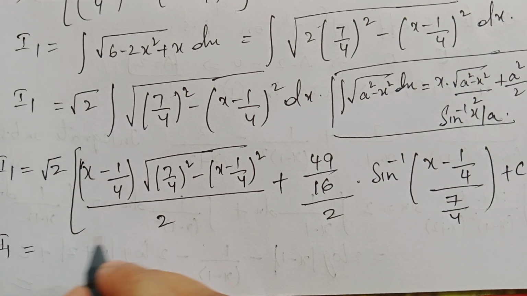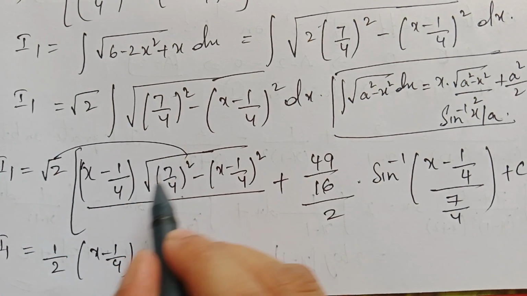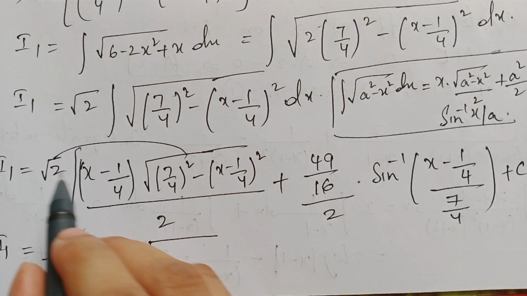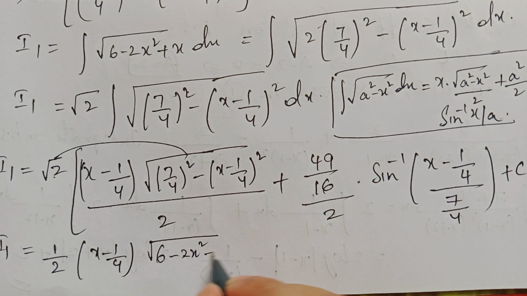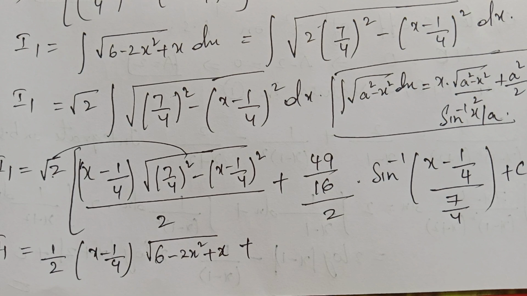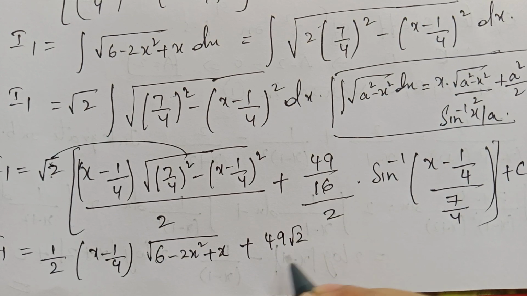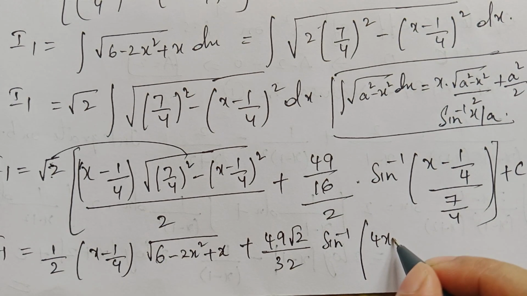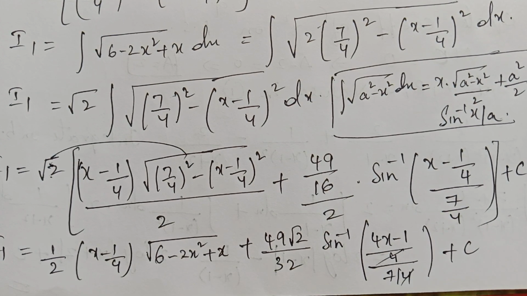So here I1 is equal to, I'll write this 2, so it is 1 by 2 into x minus 1 by 4. This root 2 when we multiply to this term, we'll get what is in the question only. You remember this. If we solve, it will be very lengthy. So root 2 into this term will be 6 minus 2x square plus x, and plus this will become root 2 into 49, so it is 49 root 2 by 16 into 2 is 32 sine inverse. Here taking the LCM, so we'll get 4x minus 1 by 4 by 7 by 4. So here this 4 gets cancelled out.